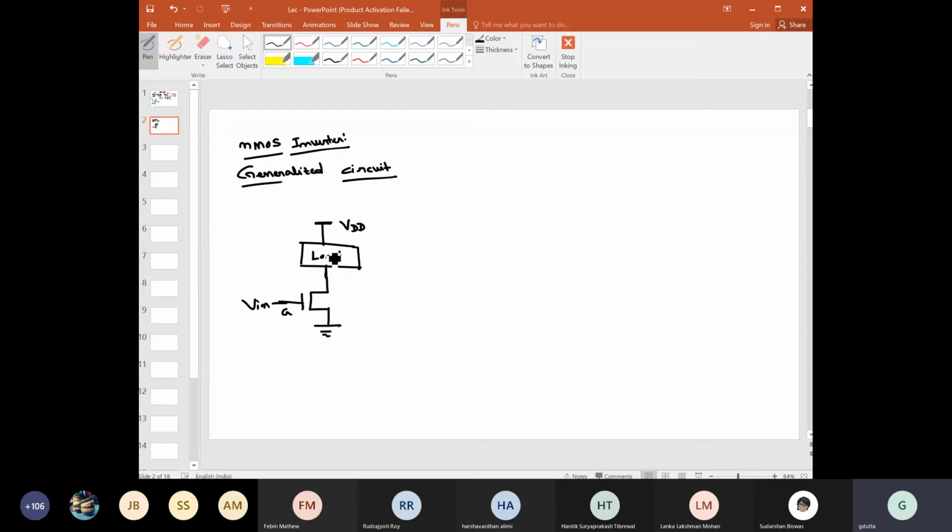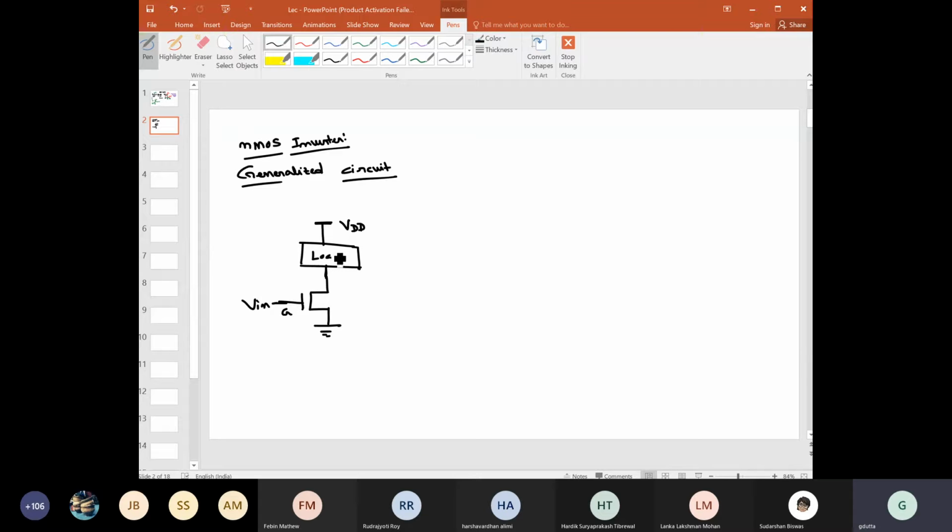It might be a resistor, it might be a transistor, or different other types of transistors connected in different ways. It might be a depletion type transistor, it might be an enhancement mode transistor. I hope you remember enhancement mode and depletion mode transistors, right?